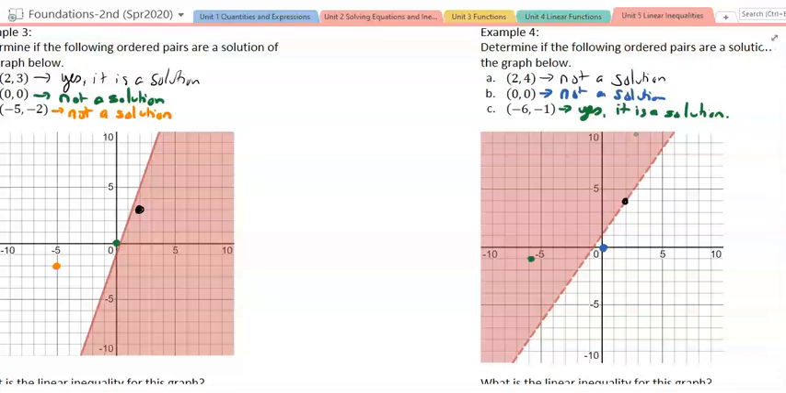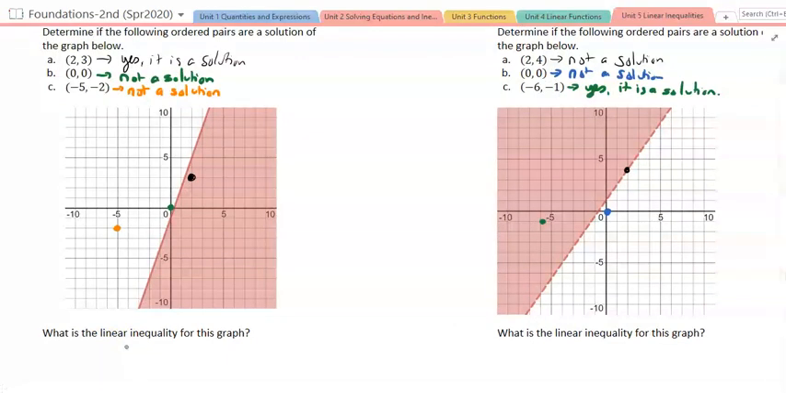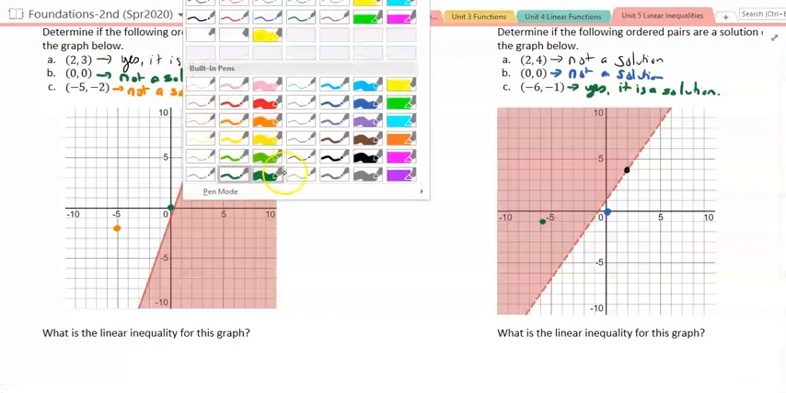Okay? Now, let's look at the two questions that are below these two graphs. And that question is this. What is the linear inequality for each of these graphs? And so that goes back to what we did in section 1 with understanding graphing these. Now we're going the opposite direction. We're having to pull out the inequality from this graph.